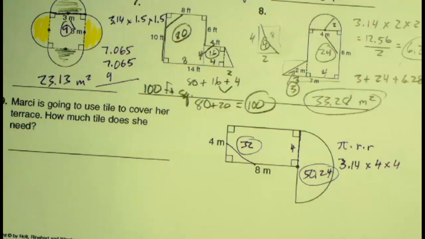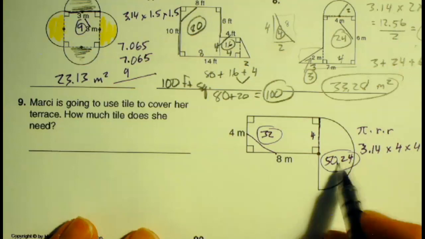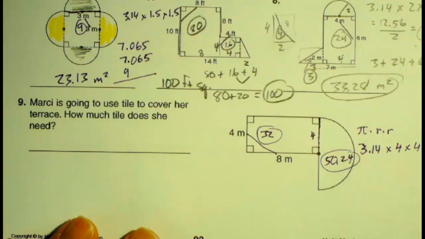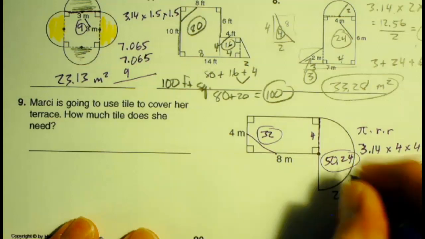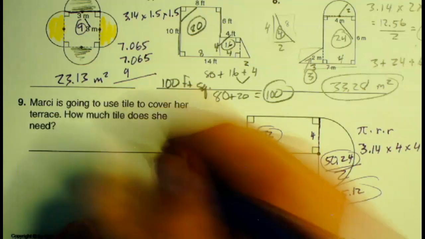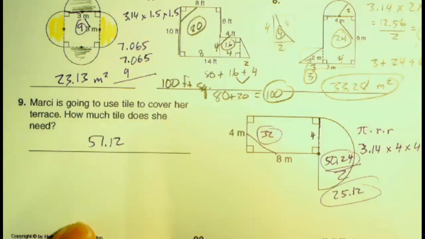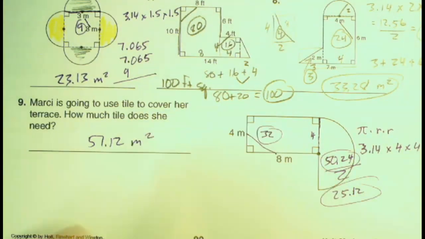Yeah, common mistake. I just double checked myself on that. 50.24 is for a whole circle, so I'm going to back that off. 50.24, I'm going to divide that by 2. That equals 25.12, because I had to divide by 2. So I've got 25.12 plus the 32 equals 57.12 meters squared.